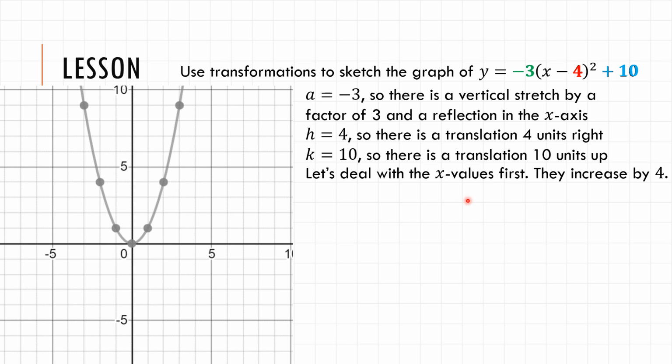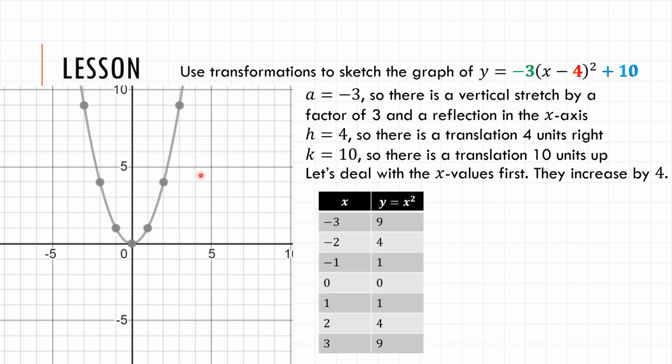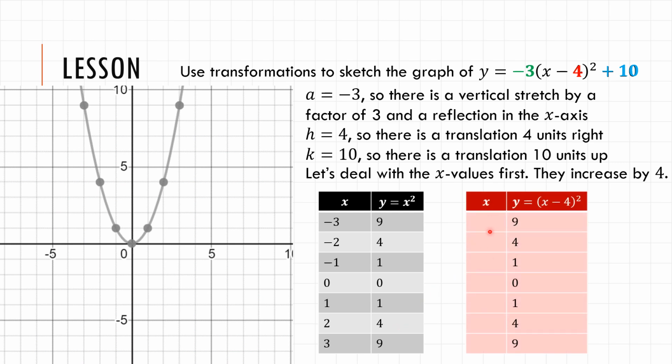The first thing I'm going to deal with is the x values. So all of the x values increase by 4, because h is the only variable that affects x. A and k, they affect the y coordinates. So these are my current x values and y values. I'm going to graph a new quadratic, and I'm going to do it in red so you'll see it. And all of my x values will increase by 4. -3 plus 4 is 1. -2 plus 4 is 2. -1 plus 4 is 3. 0 plus 4 is 4. And so on.